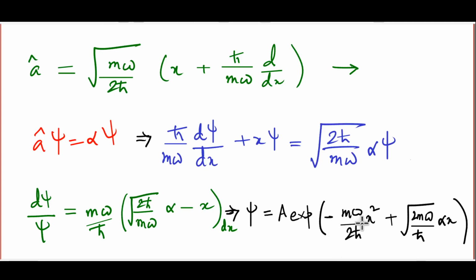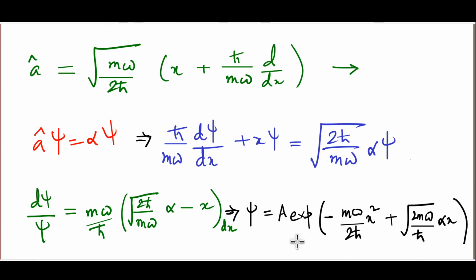of minus m omega x squared by twice h cross plus root over twice m omega by h cross alpha x. Now those of you who are familiar with the harmonic oscillator energy eigenstates would immediately recognize this as the ground state energy eigenfunction, and that shouldn't come as a surprise. Remember, the ground state is an eigenstate of A hat with eigenvalue alpha equal to 0. So if you drop this term, you do get the eigenstate corresponding to the ground state.